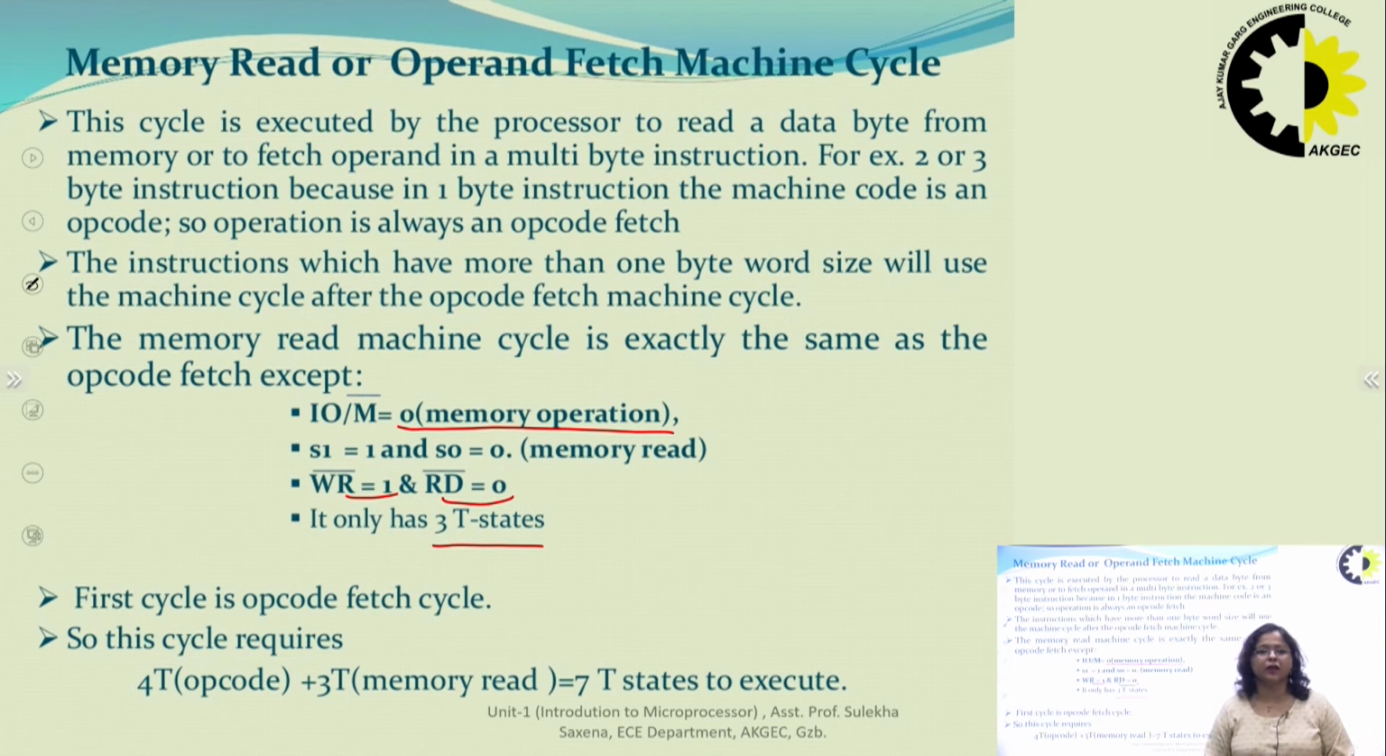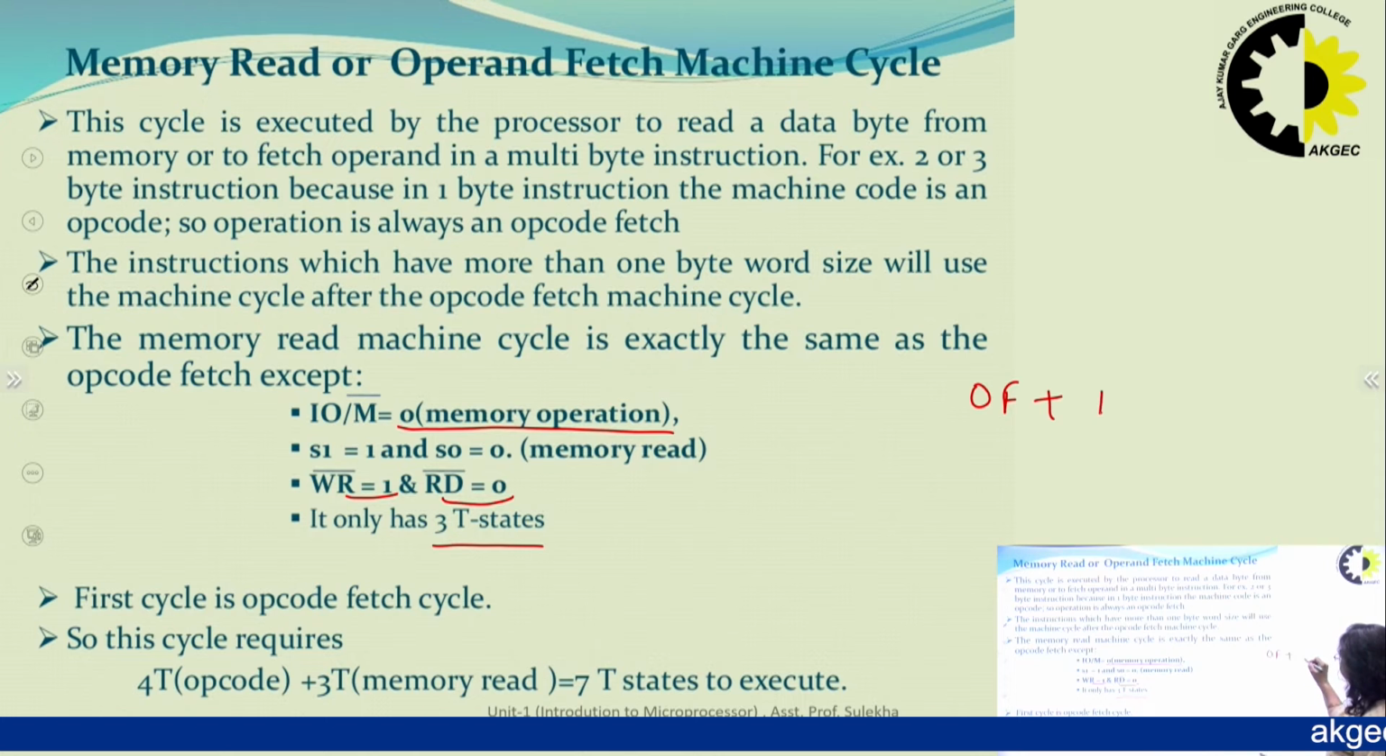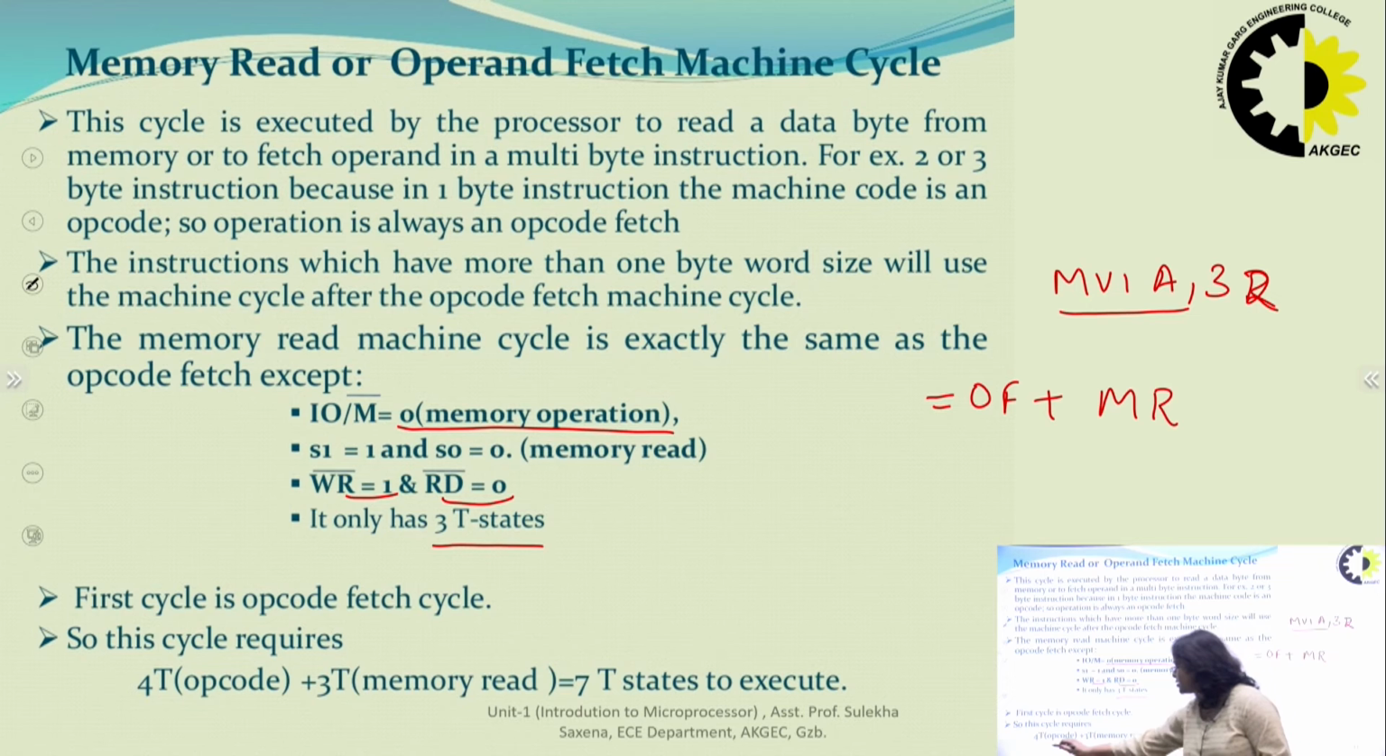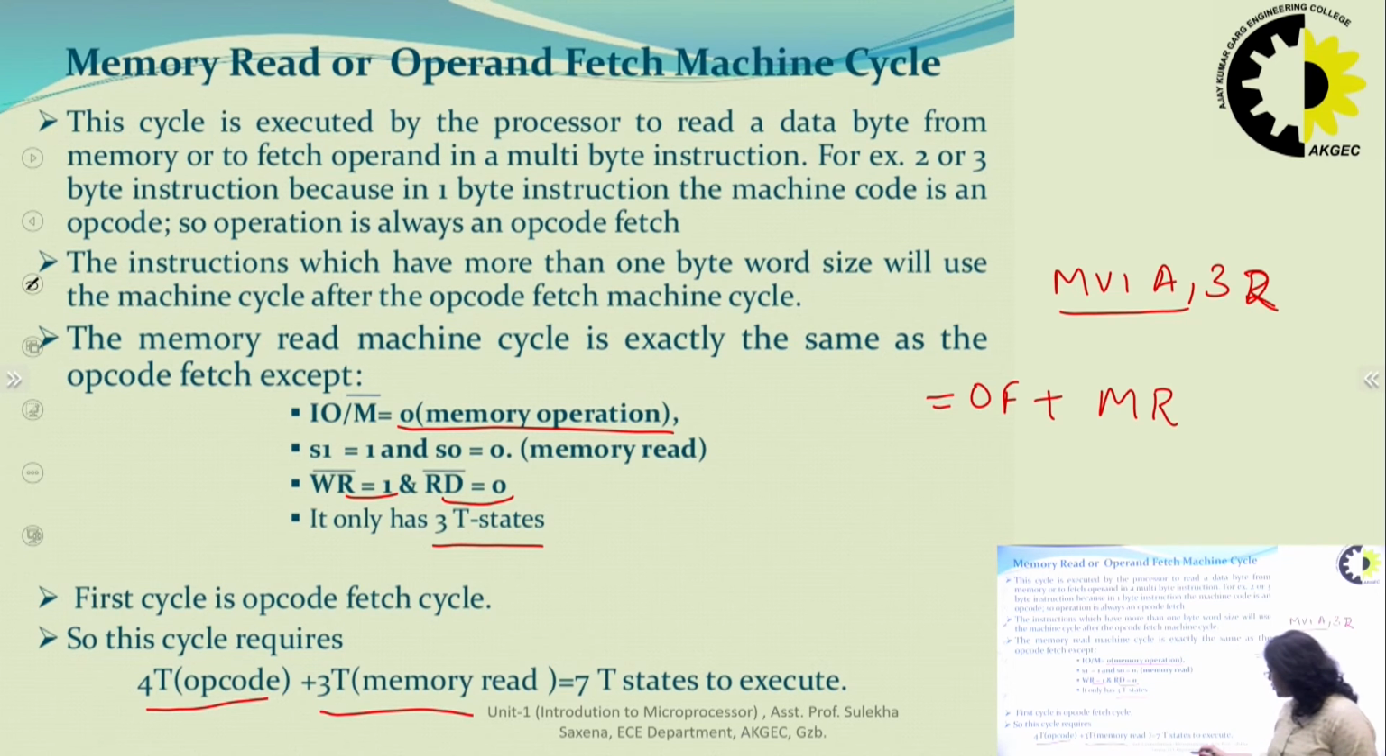If we write any instruction which consists of fetching data from memory, it consists of 2 machine cycles: opcode fetch plus memory read. Like if we write the instruction MVI A, 32. This instruction consists of 2 operations: MVI A is the opcode fetch, plus reading the data 32 from memory is the memory read. So any instruction which requires a memory read must have an opcode fetch. The total will be 4 states for opcode fetch and 3 for memory read, so a total of 7 T states to execute the instruction.